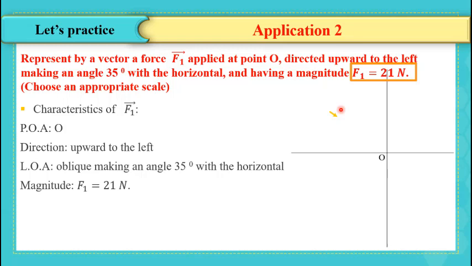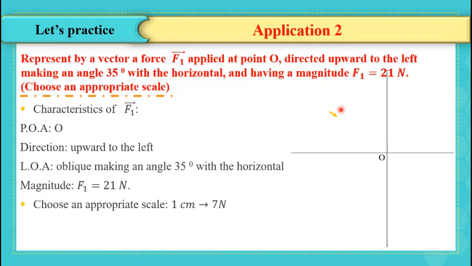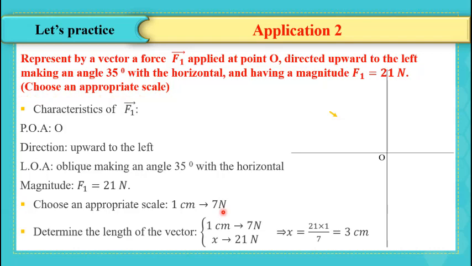We still need to know the measure of the length of this vector in order for us to be able to draw it. You need to start by choosing a convenient or appropriate scale. In our case, I will use the following scale, which is each 1 centimeter corresponds to 7 Newton. Now I need to calculate the measure of the length of this vector. Since each 1 centimeter corresponds to 7 Newton, what is the measure of the length of the vector which corresponds to 21 Newton, which is the magnitude of this force?